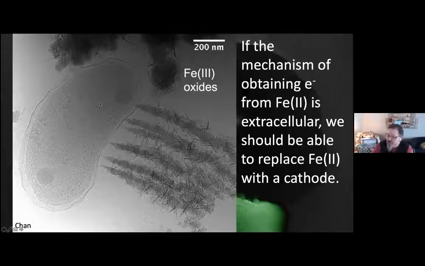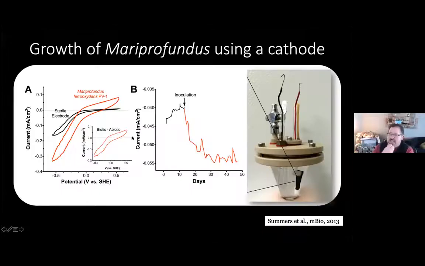A few years ago, the idea was if they had proteins on the outside of the cell that were allowing electrons to come back in, then we should be able to remove iron from the system and instead use a cathode in order to get these guys to grow. And this is just a little bit of data from the paper that we published a few years back, showing that if we have biology on these electrodes versus no biology, we see some differences in electrochemistry, which suggests that biology is causing the electrons to flow a bit differently.